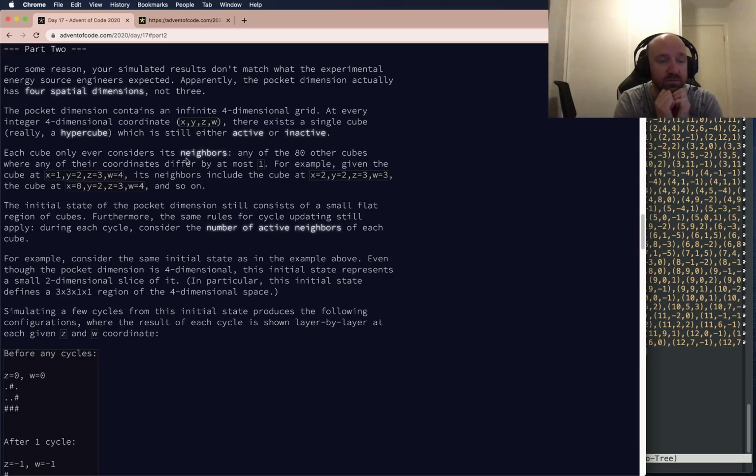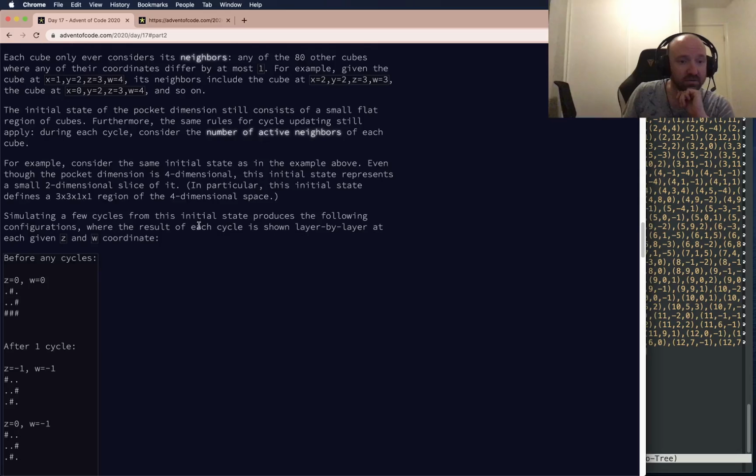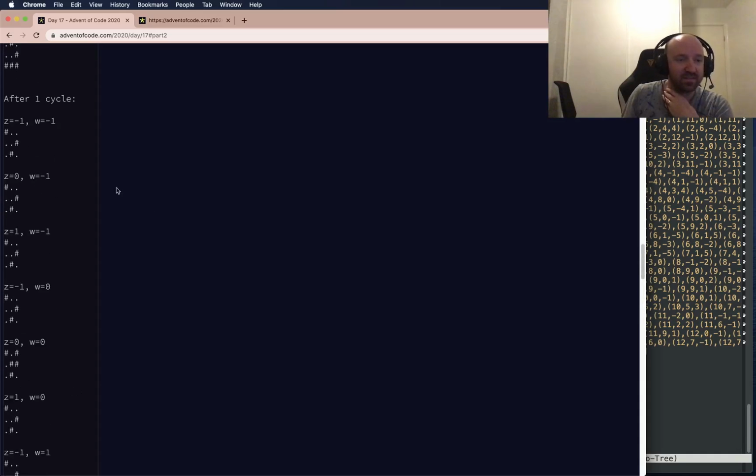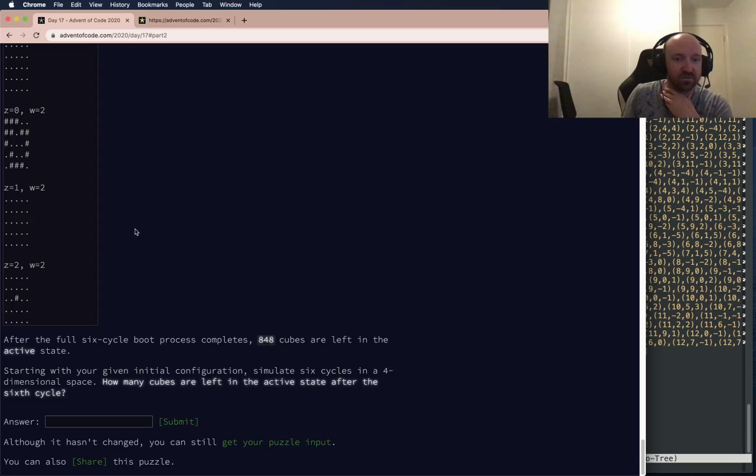What's next? Oh God, it's 4 dimensions. Okay, it didn't quite work because we forgot a dimension. Not sure how we forgot a whole dimension. So same thing again by the look of it. Pretty much the same rules, extended to 4 dimensions, the initial state. We still get a flat bit. So there's no, like, this visualization is just not going to work. Okay, starting with our initial configuration, simulate 6 cycles. How many cubes after the 6th cycle?